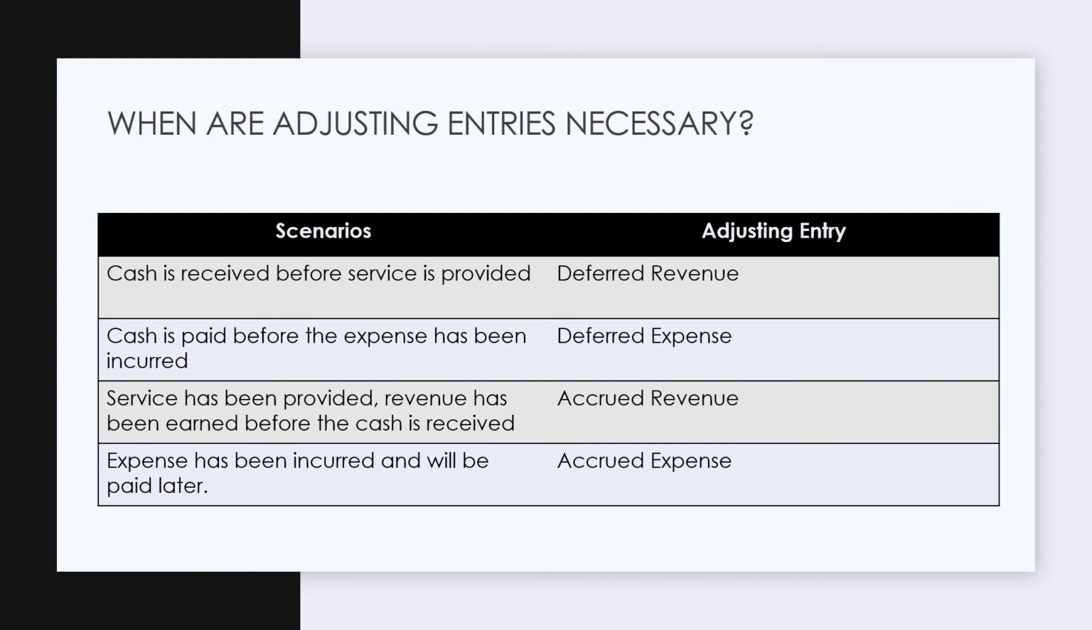The last one is accrued expense. Accrued expense is when the expense has been incurred and it will be paid later. An example of this is paying workers at the end of the week.